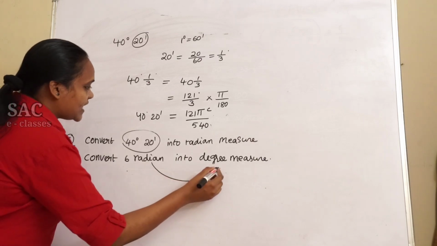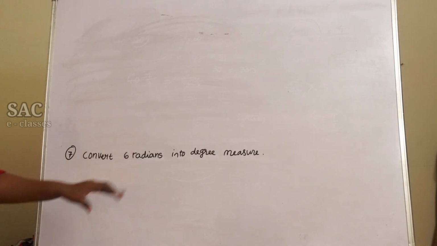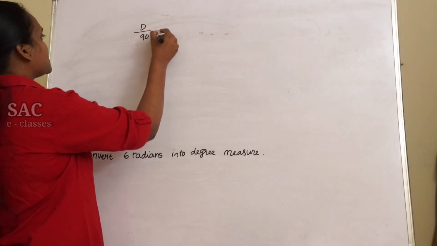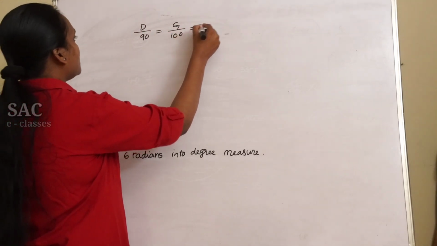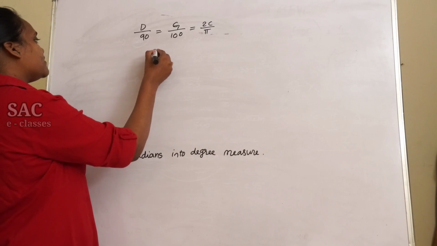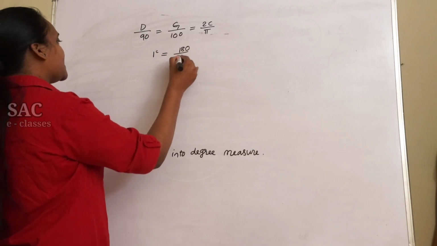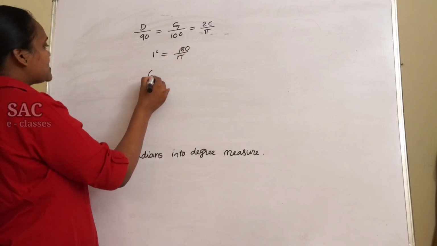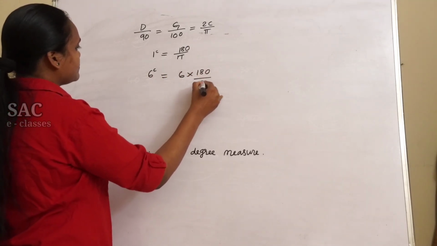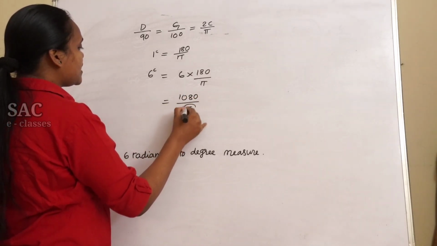How to convert the radian to the degree measure. We all know how to convert radian to degree measure. That is very clearly, we can write that D by 90 is equal to G by 100 equal to 2C by pi. But simply we can write that 1 radian is equal to 180 degrees by pi. That means 6 radians is equal to 6 into 180 by pi, which is 1080 by pi.